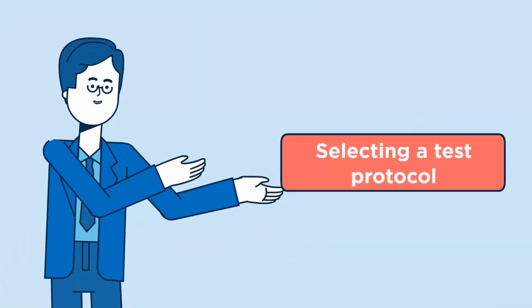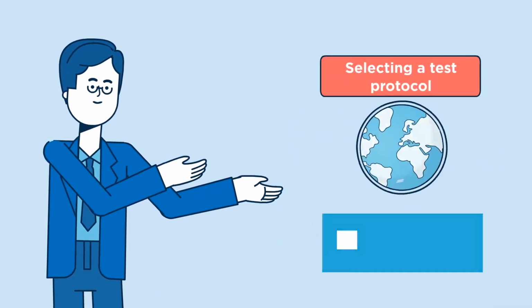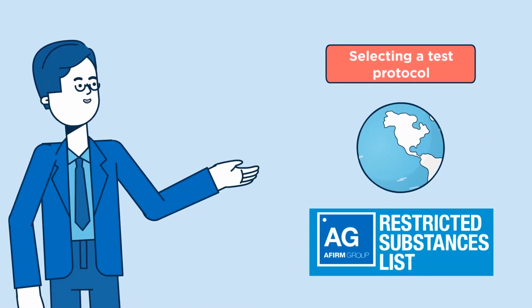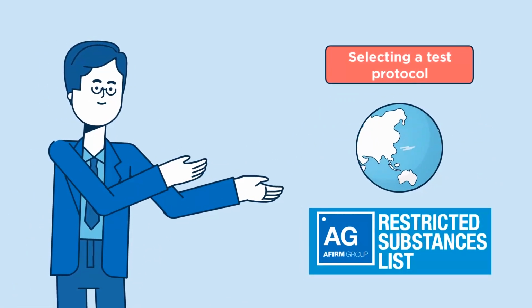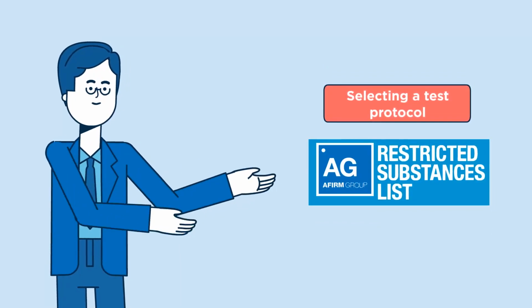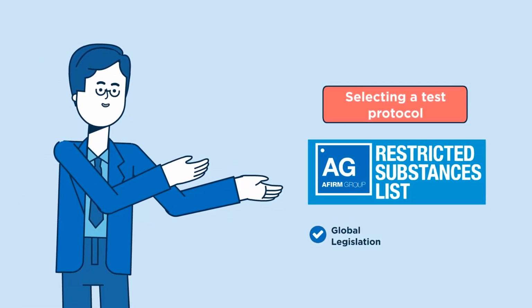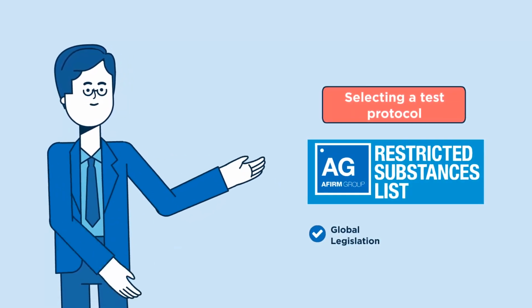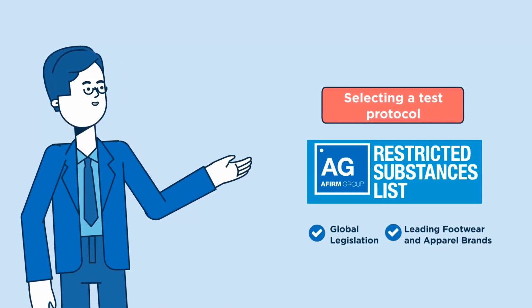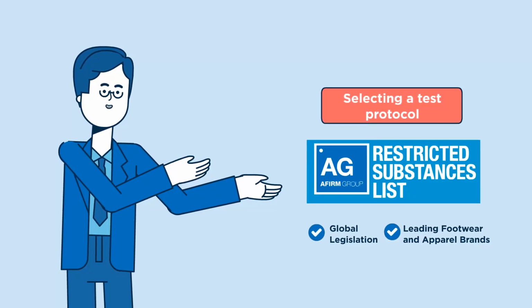Next, let us talk about selecting a test protocol. There are multiple restricted substance lists used by brands around the world. In this video, we will be using the Affirm Group RSL. This is because it covers worldwide legislation and is agreed to by Affirm member brands. These include most of the leading brands in the apparel and footwear industry.